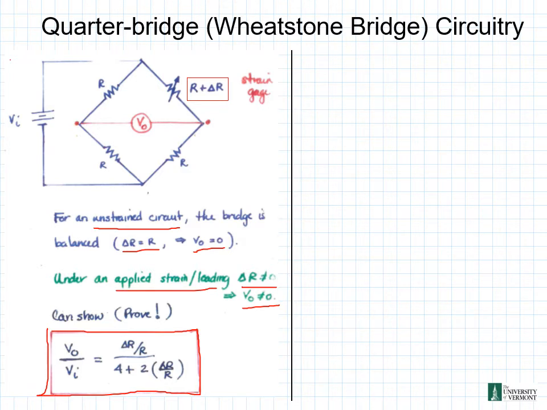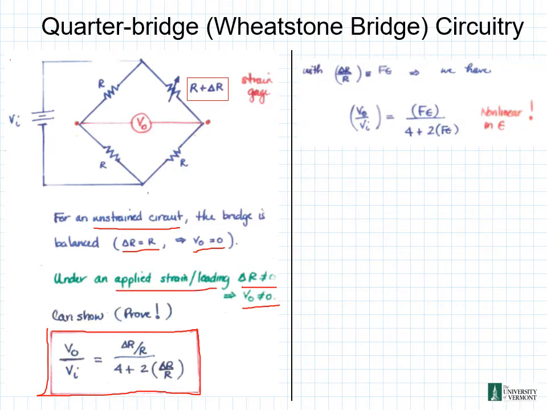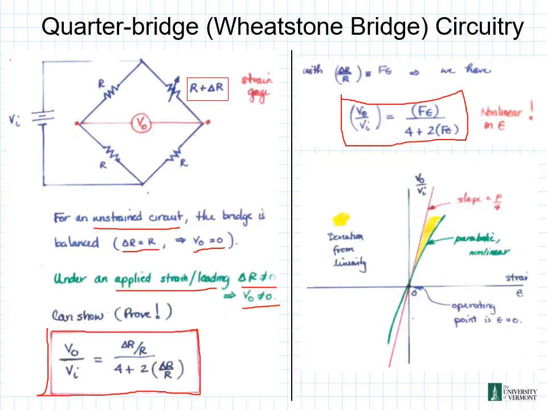over 4 plus 2 delta R over R. Now, if we were to replace our delta R over R with our F sub epsilon, we have the following relationship shown here. Our V naught over VI is equal to F sub epsilon divided by 4 plus 2 times F sub epsilon, which is going to be nonlinear. And we can show down here our deviation from linearity in this following plot. On this plot, we have our strain, our epsilon on the x-axis, our origin right here, and on our y-axis, we have V naught over VI.